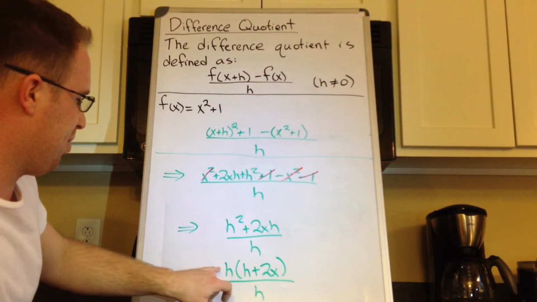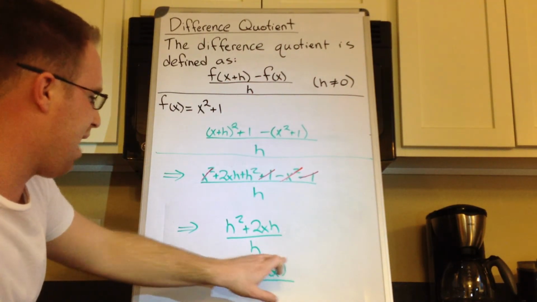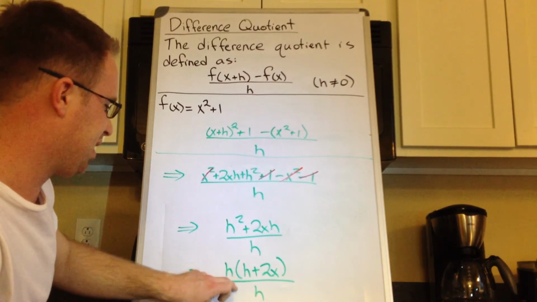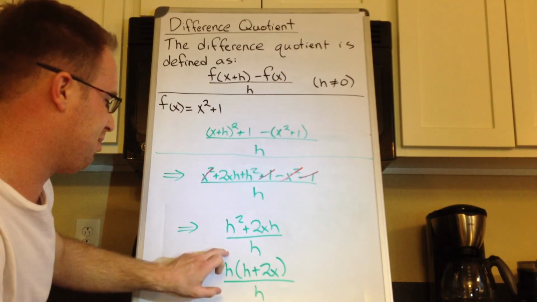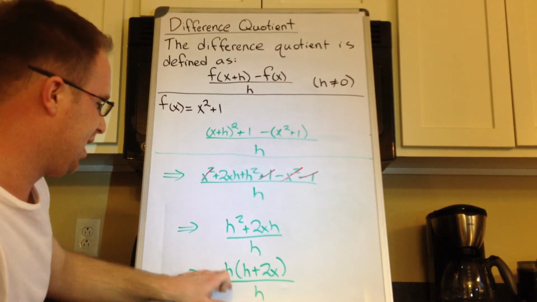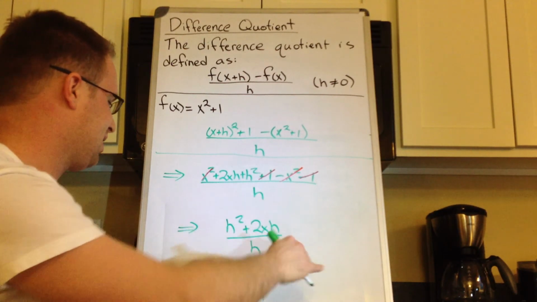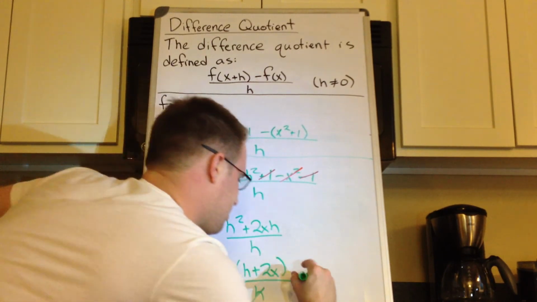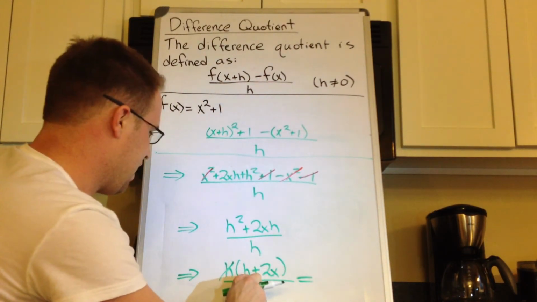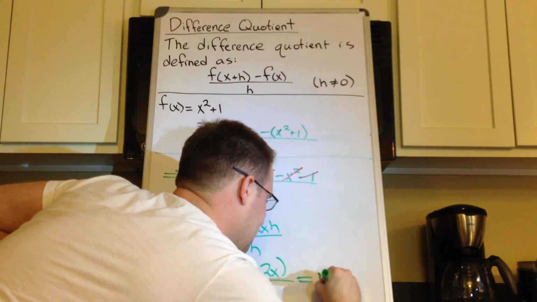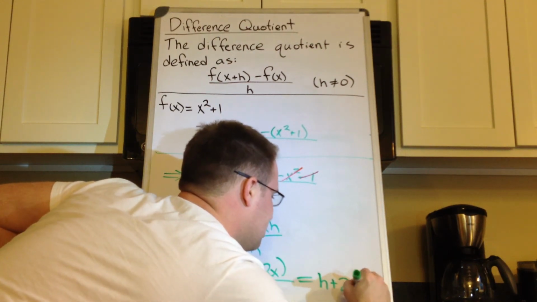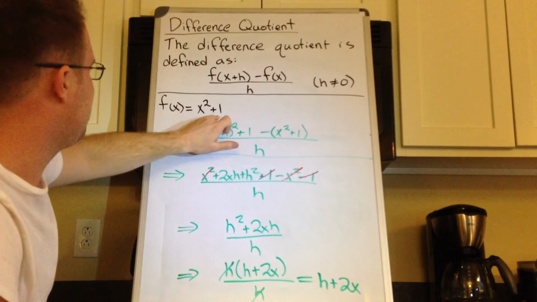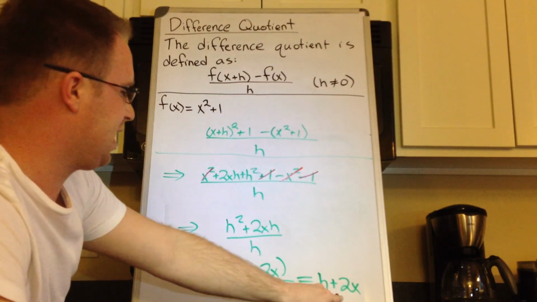And now we can cancel one more time. We have an h here being multiplied by everything. We can only cancel this h on the top and bottom of the fraction because it's being multiplied by everything on the top and bottom. h is everything on the bottom, and h is being multiplied by the whole rest of the numerator here. So that's why we can cancel these two. Cancel, cancel. And then our result is h plus 2x. So when we plug x squared plus 1 as a function into the difference quotient, the result is h plus 2x.